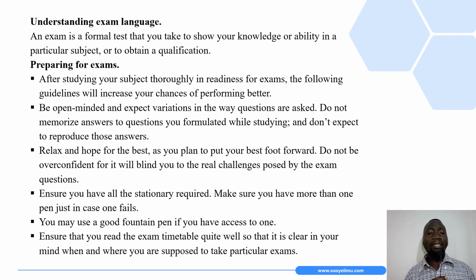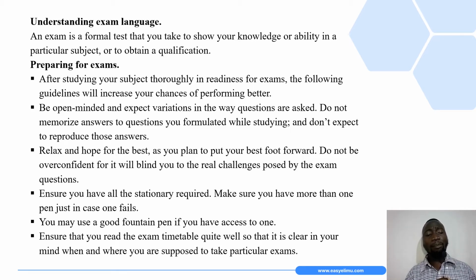The next thing, relax and hope for the best, that is before taking your exams. So as you plan to put your best foot forward, also do not be overconfident, for it will blind you to the real challenges posed by the exam questions.